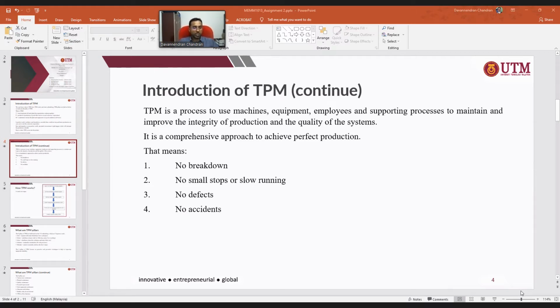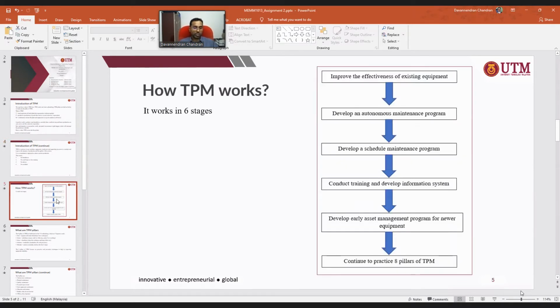TPM is a process to use machines, equipment, employees, and the supporting processes to maintain and improve the integrity of production and the quality of the system. So it is a comprehensive approach to achieve perfect production. What it means by perfect production is that there is no breakdown, no small stops or slow running, no defects, and no accident. So how does TPM work?